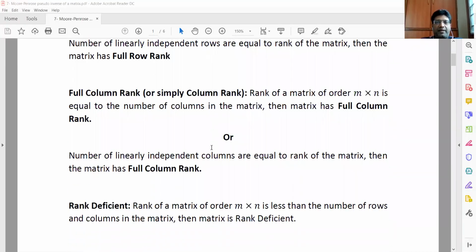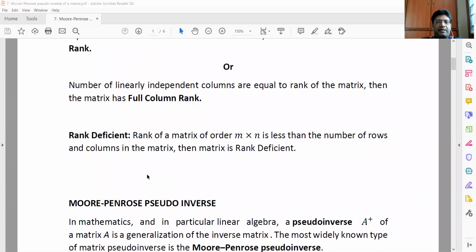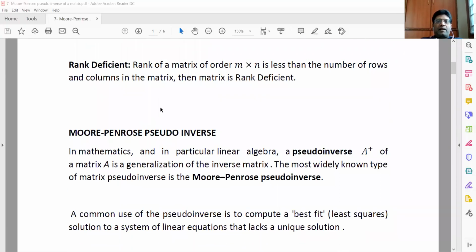Similarly, full column rank. If the rank of a matrix of order m by n is equal to the number of columns in the matrix, then the matrix has full column rank. Or in another way, if the number of linearly independent columns is equal to the rank of the matrix, then we say that it has full column rank. Now, sometimes it may be rank deficient. If the rank of a matrix of order m by n is less than the number of rows and columns in the matrix, then the matrix is rank deficient.